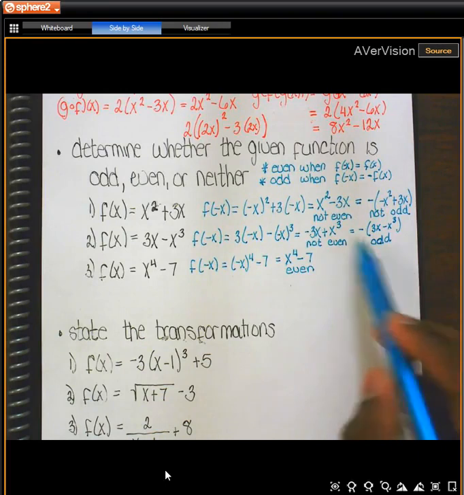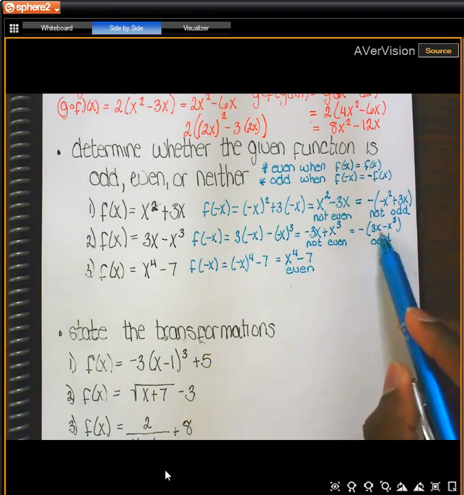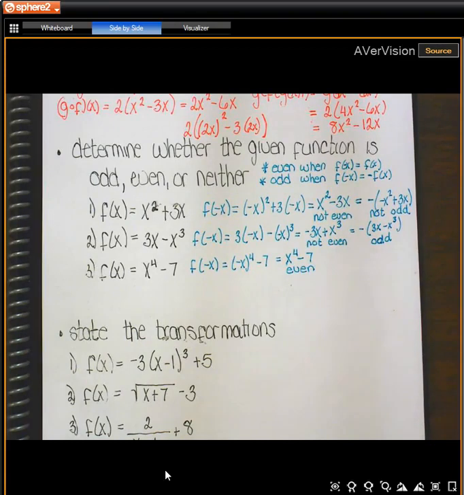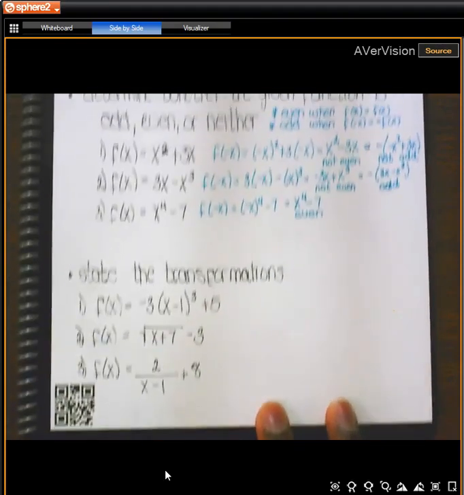For number 2? So when you factor out a negative, the 3 becomes positive and the x cubed becomes negative. So they flip signs. All right. Any other questions on this one?